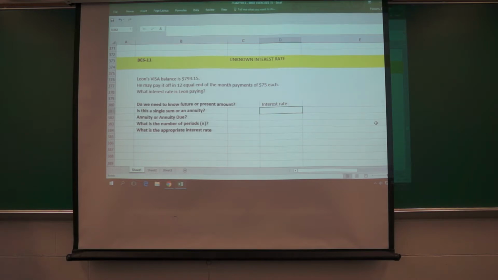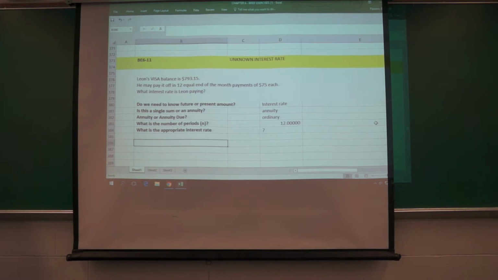Single sum or an annuity? Well, it's 12 equal end of the month payments. That's an annuity we're dealing with. And it is ordinary, because it's at the end of each month. Number of periods is 12. Okay, we've got that. And they're asking for what is the interest rate. So that's what we need to know.